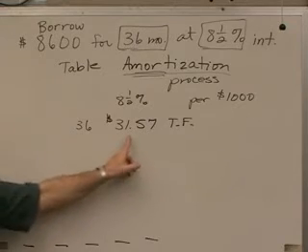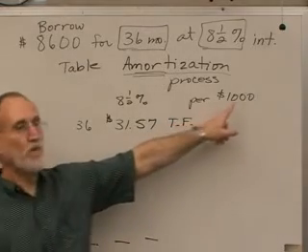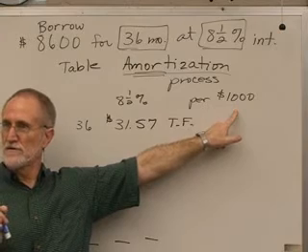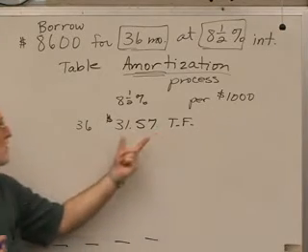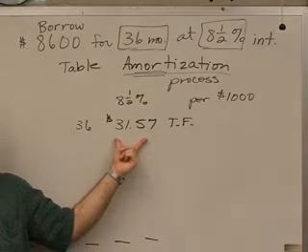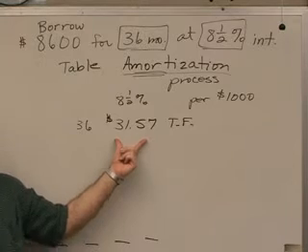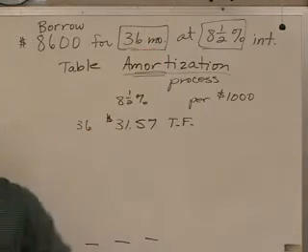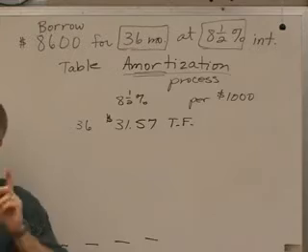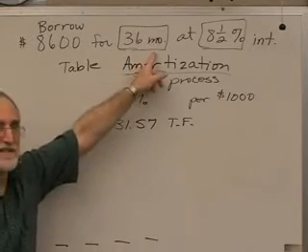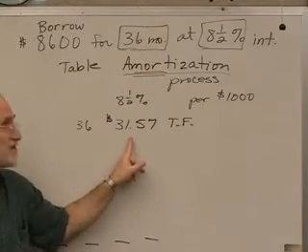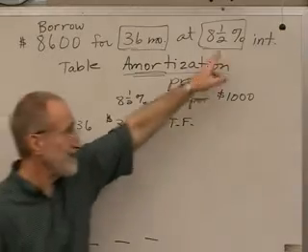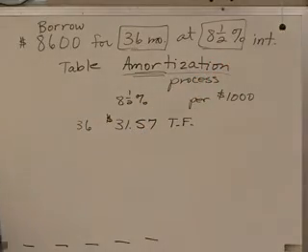That means that if we borrowed $1,000, we would have to pay $31.57 a month for 3 years to pay off that $1,000. Now, obviously, if we multiply 36 times this, it's going to be more than $1,000 because we're paying 8.5% interest. All right? So it's going to be more than the $1,000.